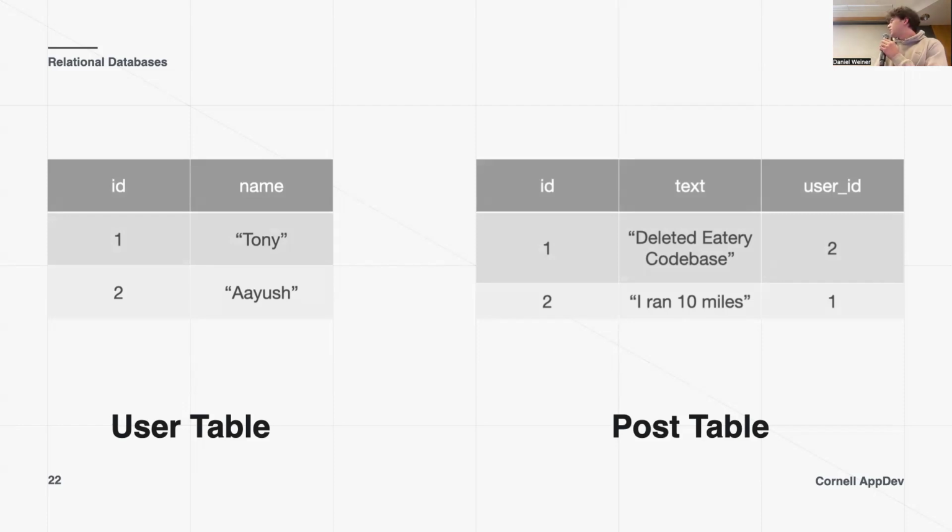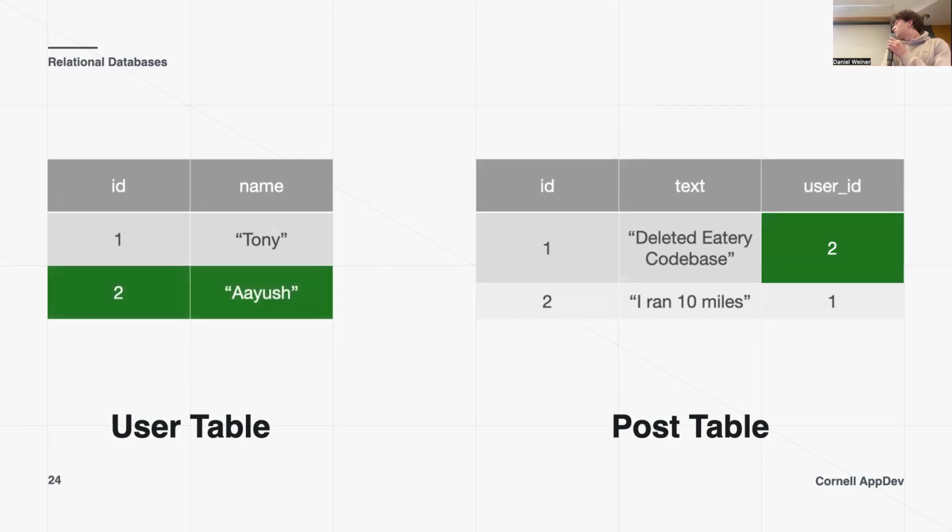So "deleted eatery codebase," which is actually just an example, relates to user ID 2, which would relate to Ayush, meaning Ayush did that action. Versus "I ran 10 miles" relates to user ID 1, so that would relate to Tony. And so you see that column basically shows which ID of the other table you want to relate to. So you can see here, the ID relates to Ayush.